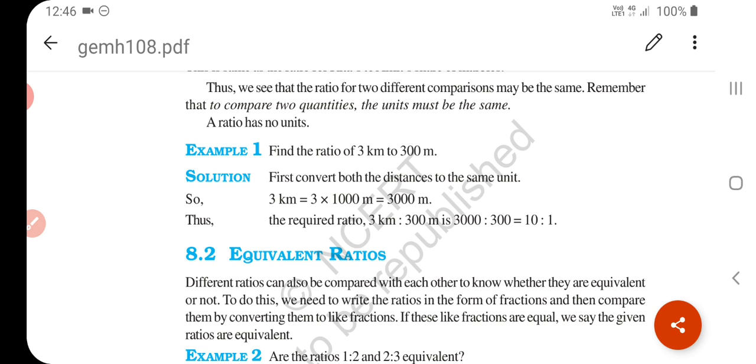Then we can learn equivalent ratio. To find whether two given ratios are equivalent or not, we write them in the form of fractions. How do we write them? In the form of fractions. If we are given 3:2, how will we write 3:2, children? We will write it in the form of fractions.